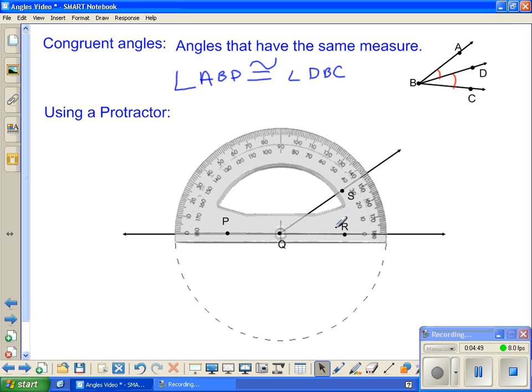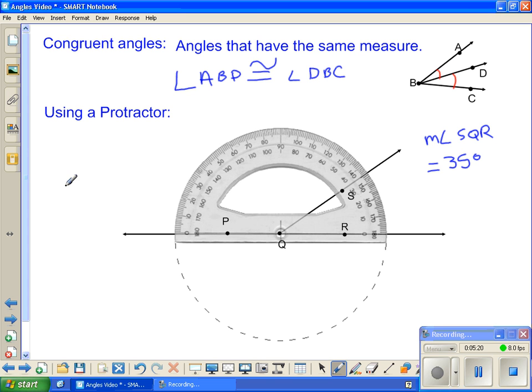And now I'm going to write measure, the measure of angle SBD, QR. If I'm measuring this angle right here, I'm going to start at the 0 here, and I'm going to move up. And notice that it comes across right here at 35 degrees.